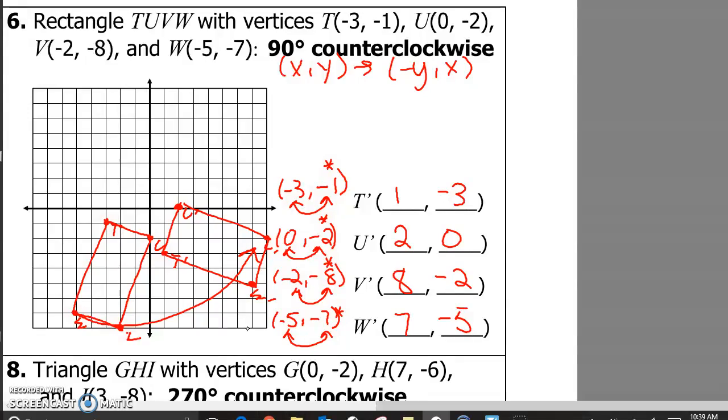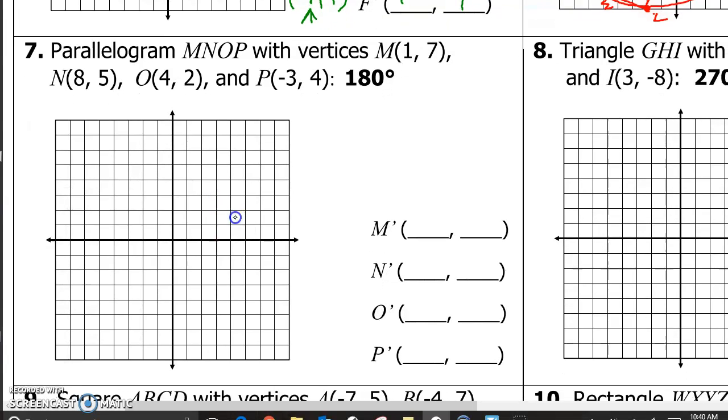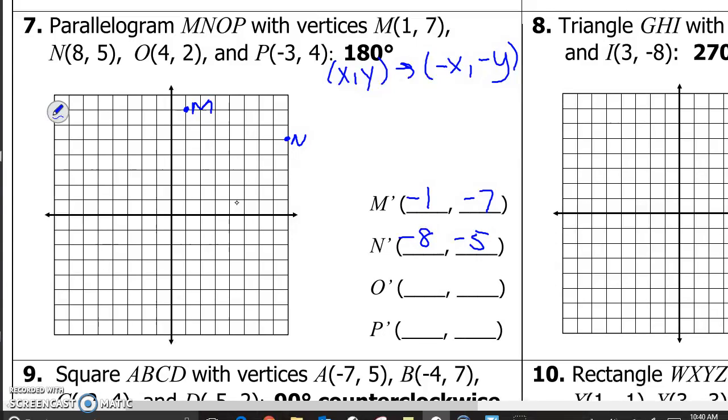Okay, number 7. Number 7, we're rotating 180 degrees, so this is the easy one. The rule is, if we have x, y, we rotate it to the opposite, negative x, negative y. So M, we have 1, 7. And the opposite of that would be negative 1, negative 7. Okay, N, we have 8, 5. Opposite of that will be negative 8, negative 5.